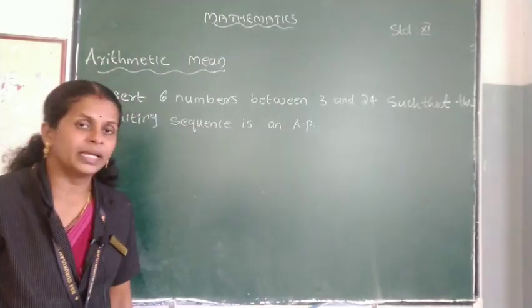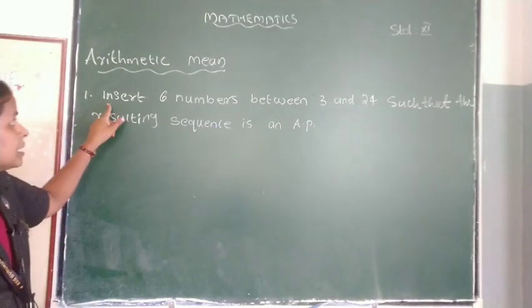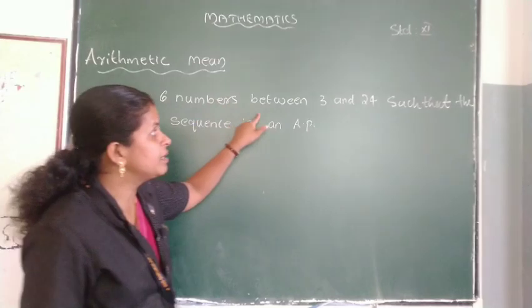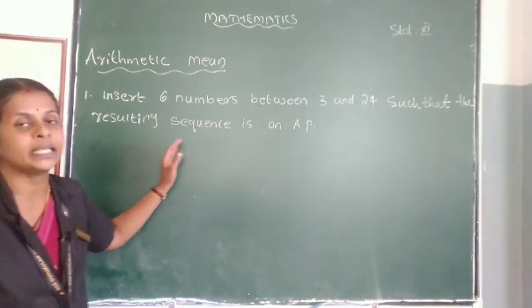Okay, next let's do a problem based on arithmetic mean. Insert 6 numbers between 3 and 24 such that the resulting sequence is an AP.